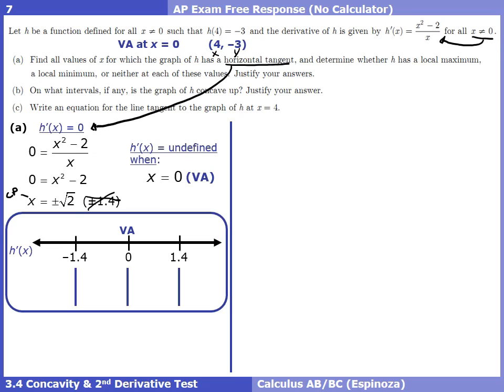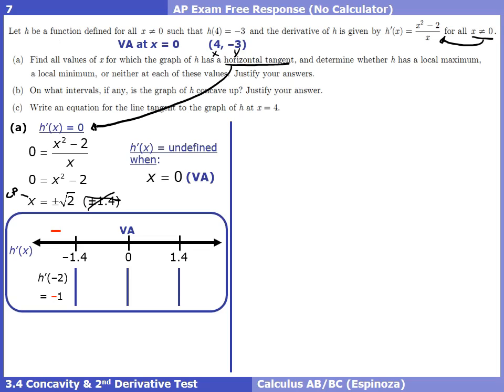Okay, so we're trying to do this problem without a calculator. So we really don't need to know the specifics of the numbers we're getting. We again just need to know the signs of the numbers that we're getting. So since negative square root of 2 is roughly negative 1.4, a number to the left of that would be negative 2. If you take negative 2 and plug it into the derivative, you'll get a negative answer.